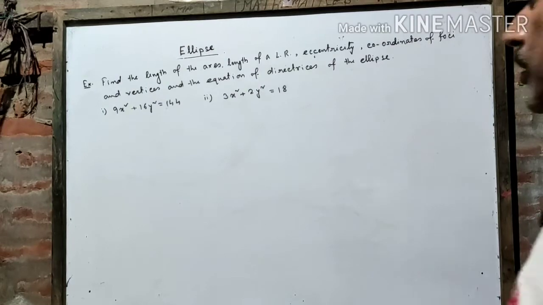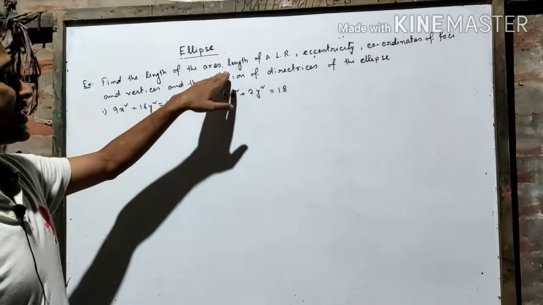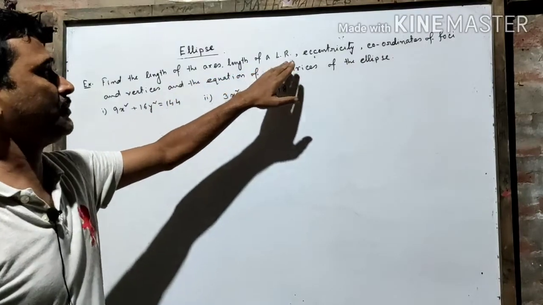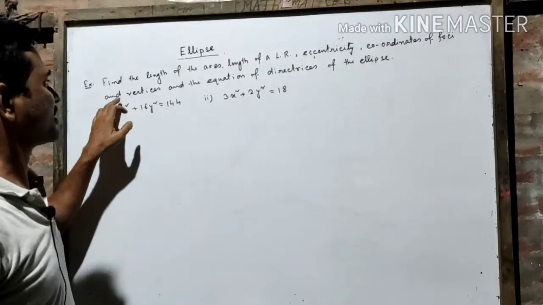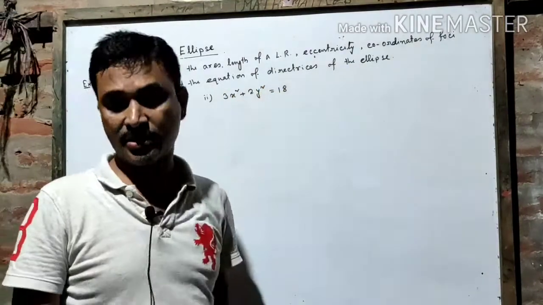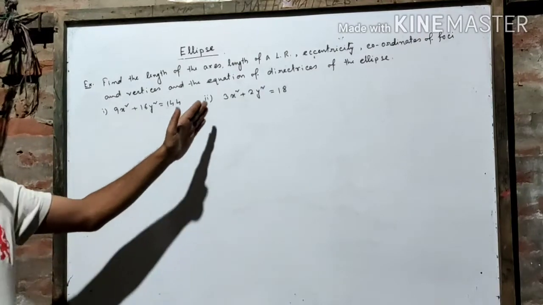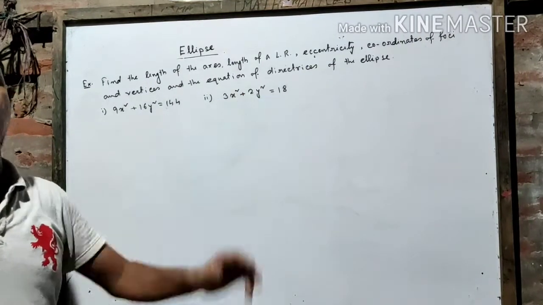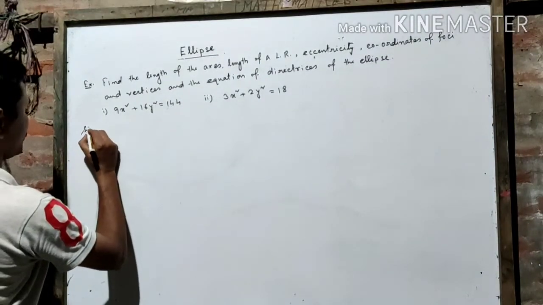So a first example is, find the length of the axes, length of latus rectum, eccentricity, coordinates of foci and vertices, and the equation of directrices of the ellipse. First one, 9x square plus 16y square is equal to 144. Second one, 3x square plus 2y square is equal to 18. Okay, let's solve. First one first.